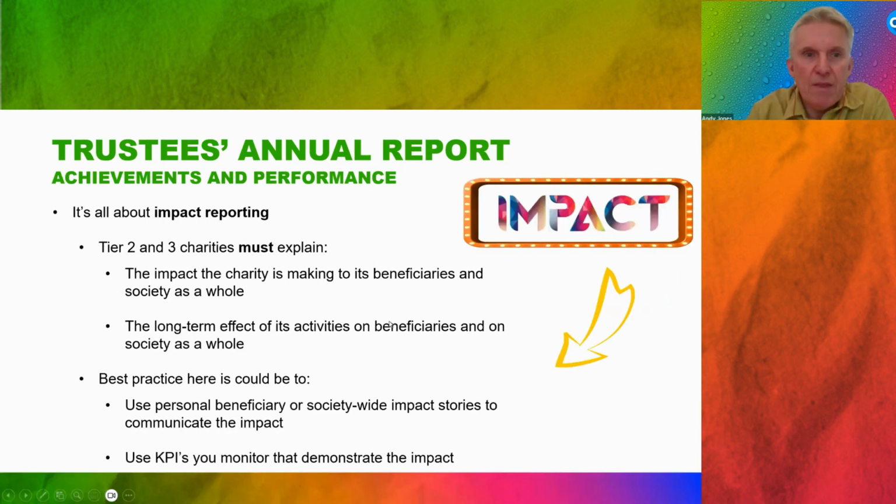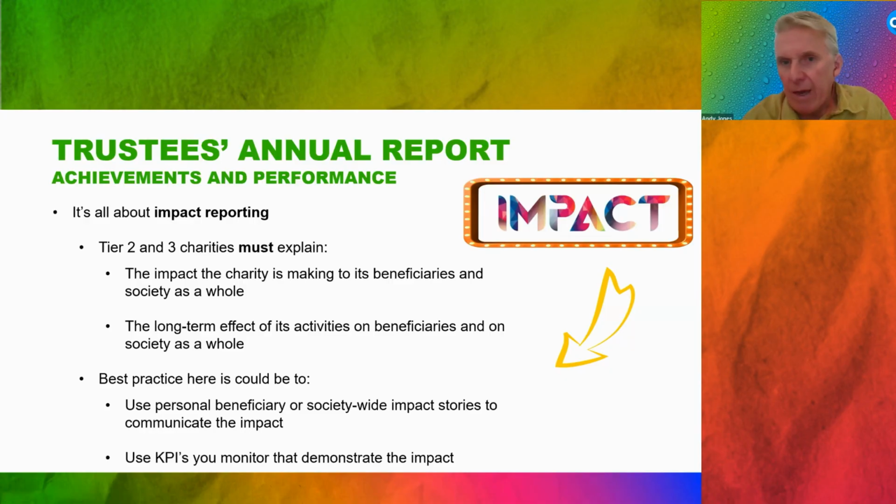The next section where there's a big change is achievements and performance. Although the changes in this section are all pretty minimal, the key change here is around impact reporting. All charities have to talk about the impact that they're making, but for tier 2 and 3 charities, it's a little more expanded now. They have to talk about the impact that the charity is making to its beneficiaries and society as a whole, and also the long-term effect of those activities on those beneficiaries as well.